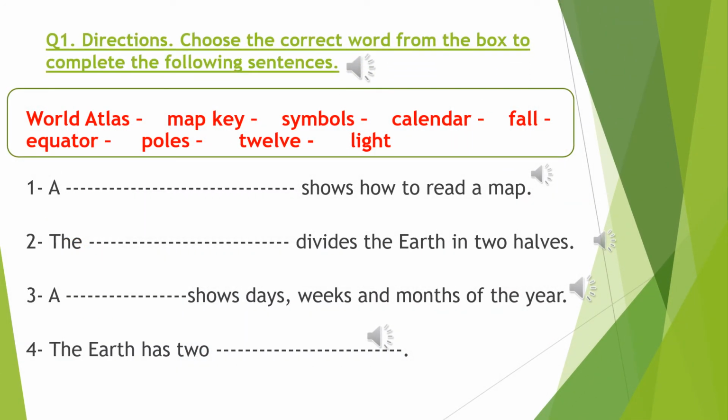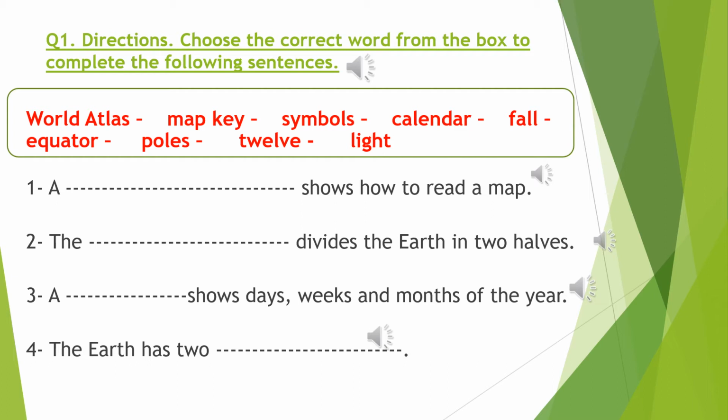Now let's start our revision. Question number 1. Choose the correct word from the box to complete the following sentences. Okay, we have here some words in the box. Number 1, World Atlas. Number 2, Map Key. Samples, Calendar, Fall, Equator, Poles, 12, Light.